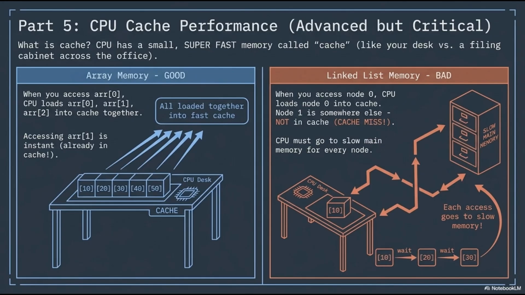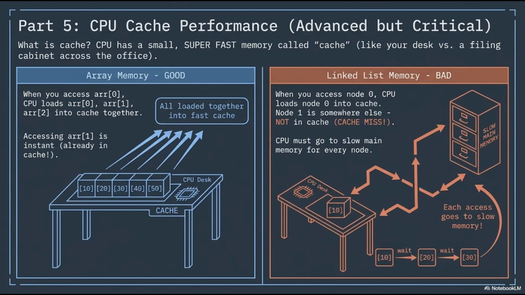Arrays are amazingly cache-friendly because array data is contiguous. When the CPU fetches index 0 from the filing cabinet, it grabs a whole chunk of the surrounding memory, indexes 1, 2, and 3, and just dumps them all on the desk at once. The next few reads are instant.